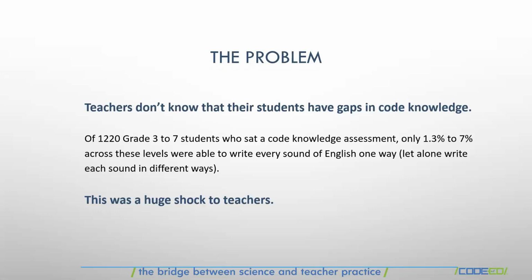And people said, well, of course they can. They write every day. They do it all the time. But when they sat the code knowledge test, only between 1.3 and 7% of those year levels were able to write every sound of English one way, let alone write sounds in different ways. Now, the thing is that they know much more than what those assessments showed. And I've used this example that sometimes when you write something on the computer and you give it a name which is really sensible at the time, and you don't come back to it for a month, when you go to find it, you can't remember what you called it.